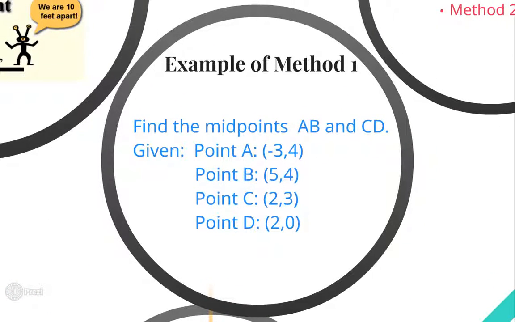So our example: find the midpoints of line segment AB and line segment CD, given that point A coordinates is -3, 4, point B coordinates is 5, 4, point C coordinates is 2, 3, and point D coordinates is 2, 0. So stop the video here, and after you have tried this exercise on your own and got the answer, continue watching to see if your answer is correct compared to mine.